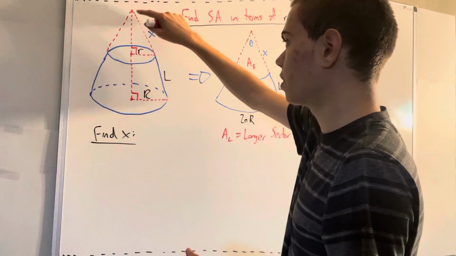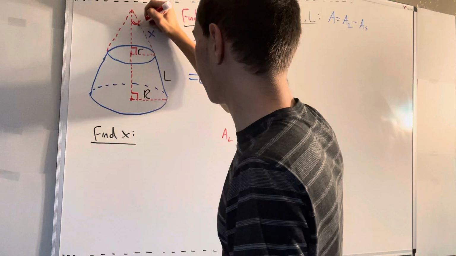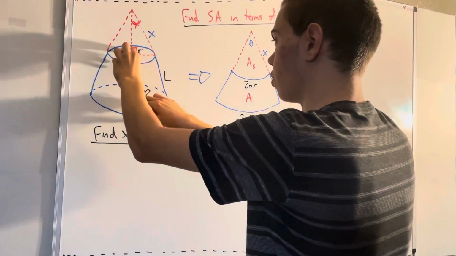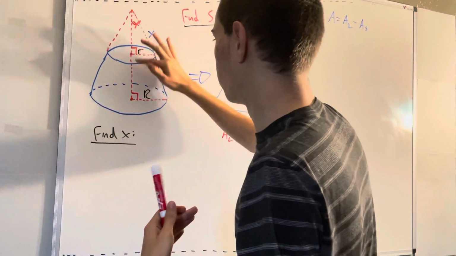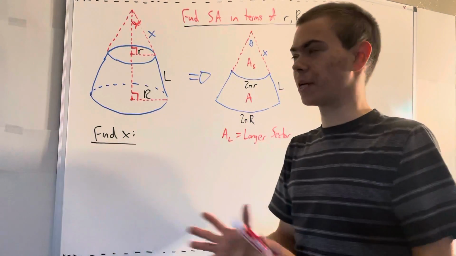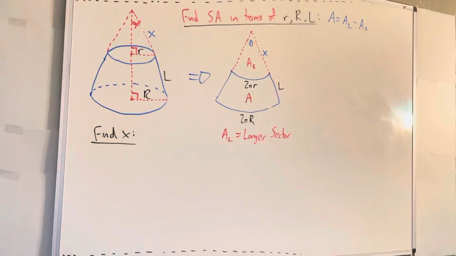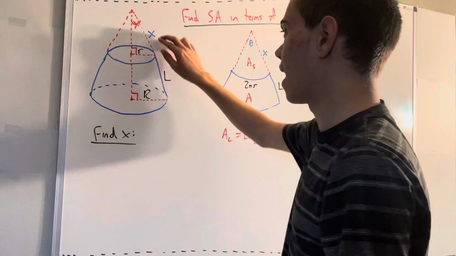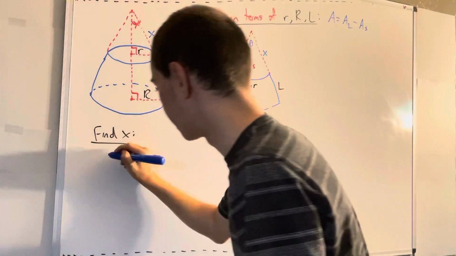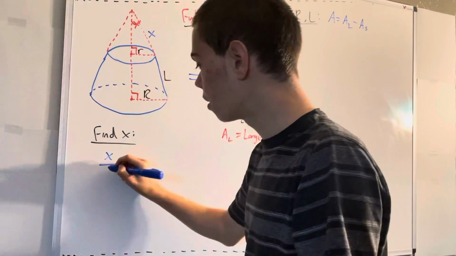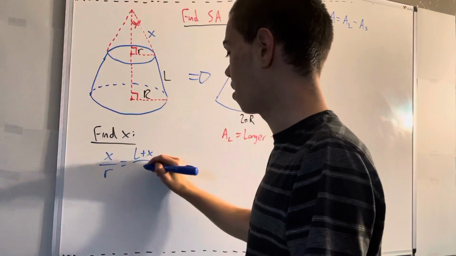And because these are perpendicular, notice how these right triangles are similar to each other. They both contain this angle right here, and they both have right angles. And so as a result, this right triangle is similar to this right triangle by angle-angle similarity, which means their side lengths are proportional to each other. And the reason that's useful is because we can say that x over r is equal to L plus x over capital R. So I'm just going to write that: x over r is equal to L plus x over capital R.